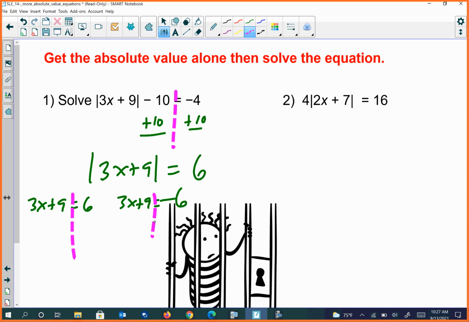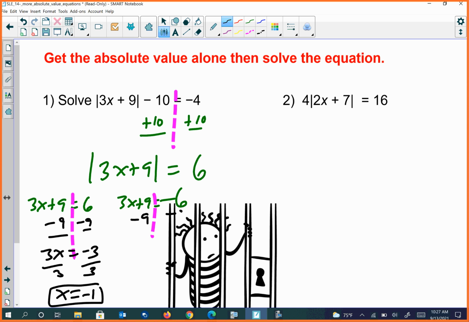Solve each one. Subtract 9, subtract 9. 3x is equal to negative 3. Divide each side by 3. So x equals negative 1. Second one, I'm going to subtract 9 from both sides. So I get 3x is equal to negative 15. Divide each side by 3. So x equals negative 5. So my two solutions are negative 1 and negative 5. Questions on how I did that?